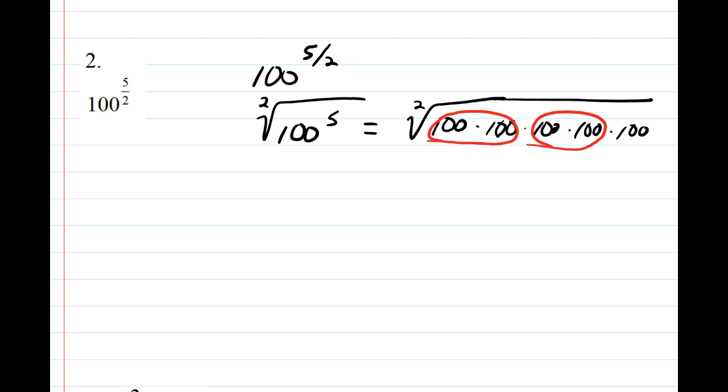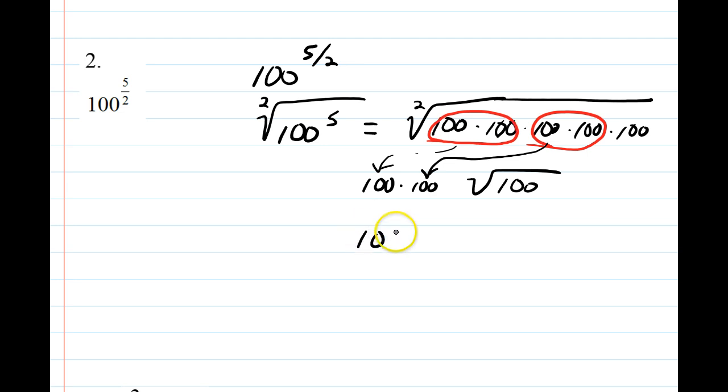And so this becomes 100 times 100 on the outside. So that's this one, and on the inside we're still left with 100. Now I don't need to write the 2 there because it's a square root, so I can just leave it like that. So now 100 times 100 gives us 10,000, and now we have the square root of 100, which is just 10, and so now 10,000 times 10 is 100,000.